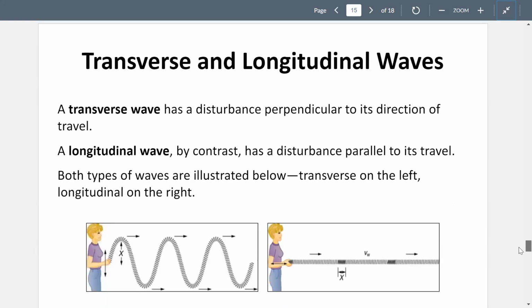What types of waves are there? There are two types of waves. One is called a transverse wave, and the other is called a longitudinal wave.